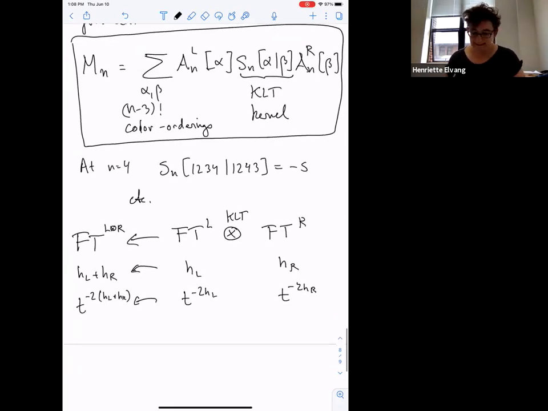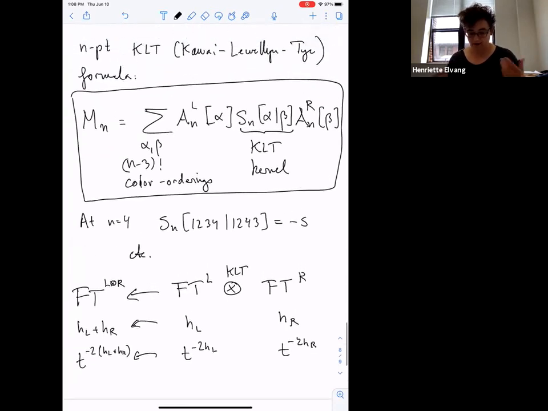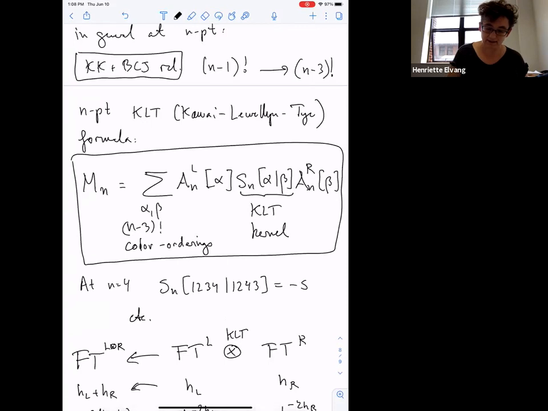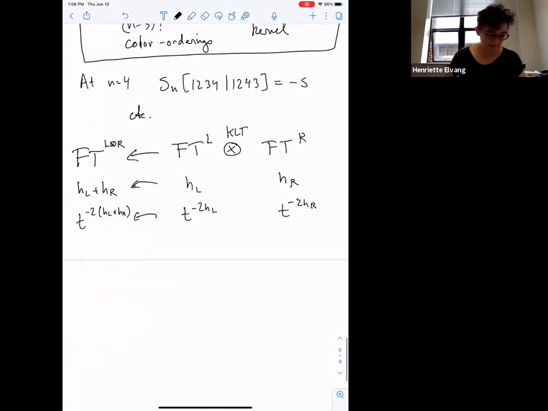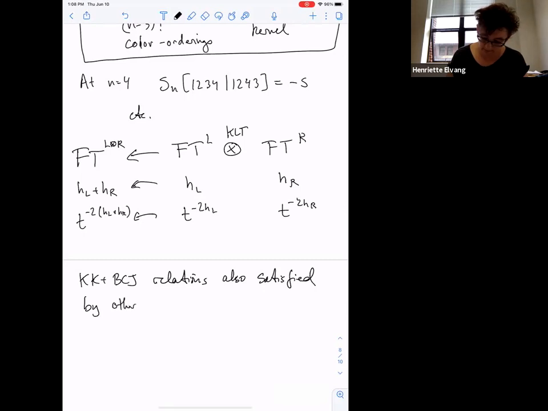Okay. Now, you might ask, so fine, Yang-Mills amplitudes satisfy these KK and BCJ relations that ensure that the double copy is independent of the basis choice. But are there other theories that do this? It turns out that there are other theories that satisfy KK and BCJ relations, in the sense that this is what the tree amplitudes do. So they're also satisfied by the tree amplitudes of other models.